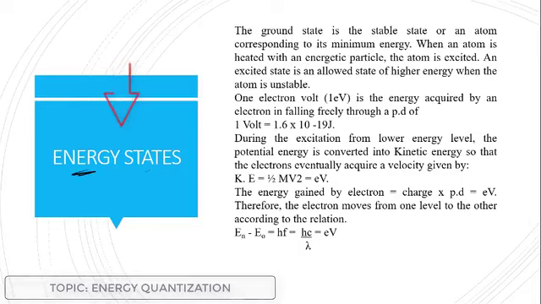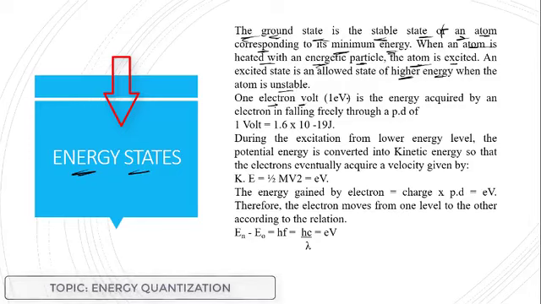Let's talk about energy states now. The ground state is the stable state of an atom corresponding to its minimum energy. So when an atom is heated with an energetic particle, the atom becomes excited. It becomes happy, so to say. When we say the atom is excited, it means the atom is now in a state of higher energy level where the atom becomes unstable.